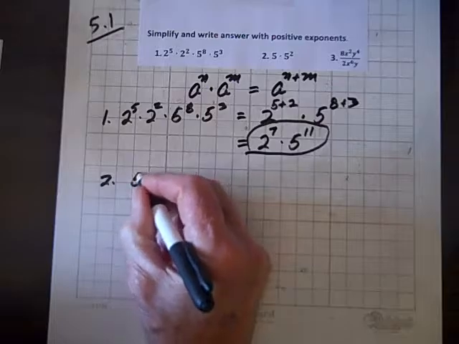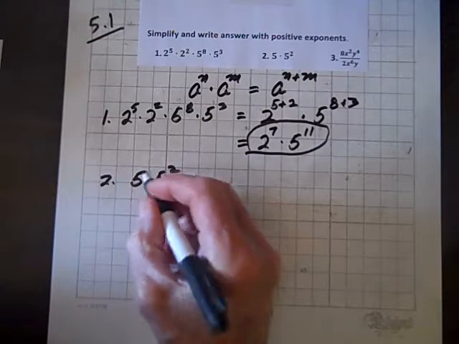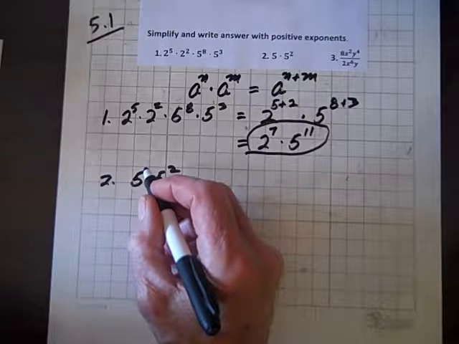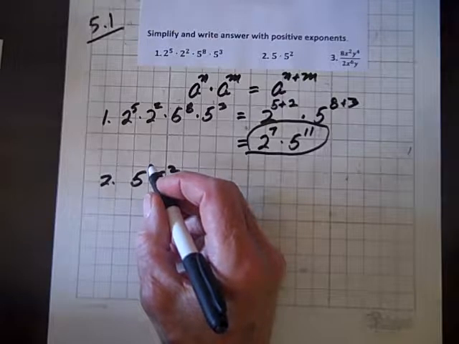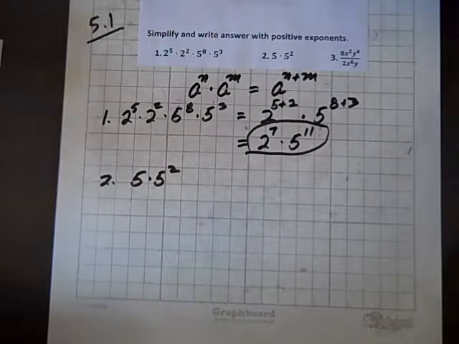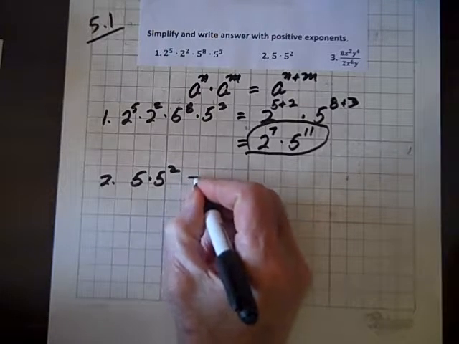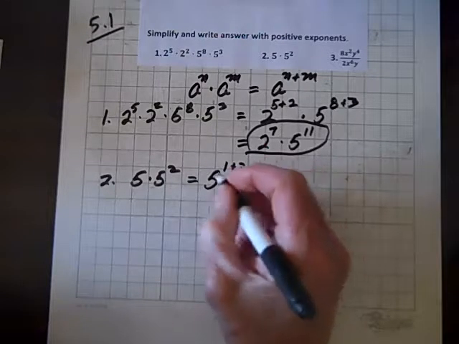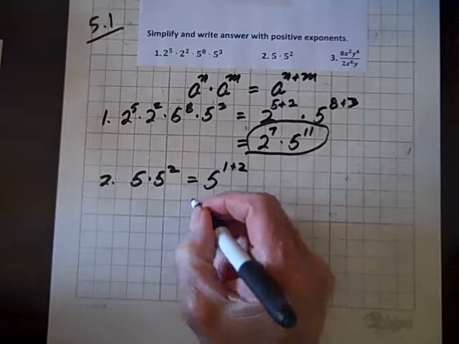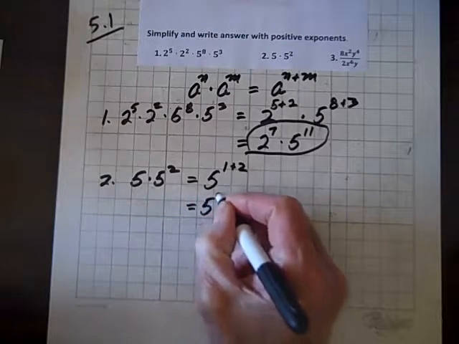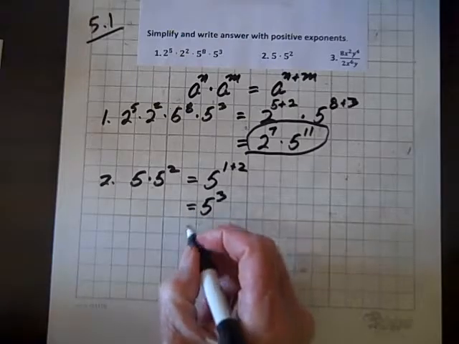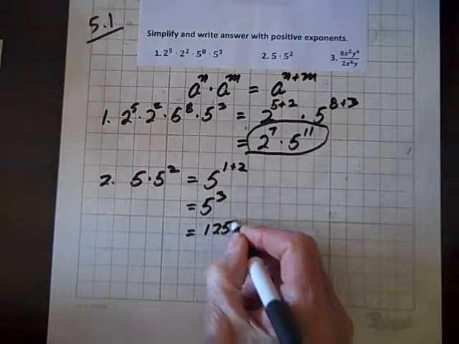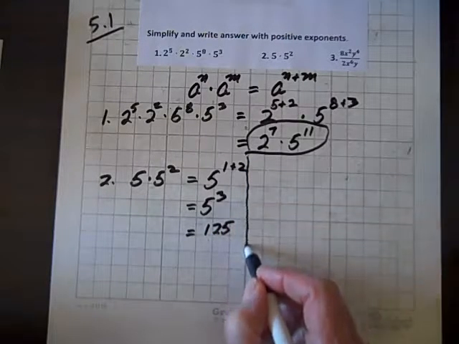And so we have 5 times 5 squared. Well, the exponent on 5 here is 1, but we are not going to show it. We're not going to write 1. Remember, 1 is understood. It's the only number you don't have to write down because it's understood. So that equals 5. Now we do have to write it down because we're going to add it to 2. That's 5 to the 1st, so 5 to the 1 plus 2 is 5 to the 3rd. And now that is an easy compute in our head, and that's 125. So that was number 2.